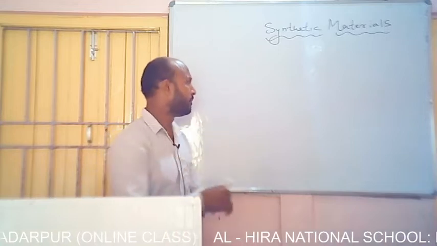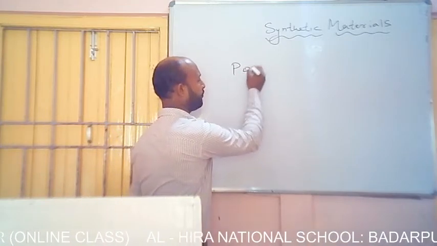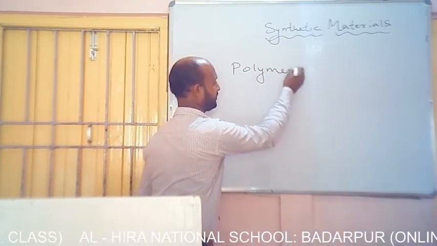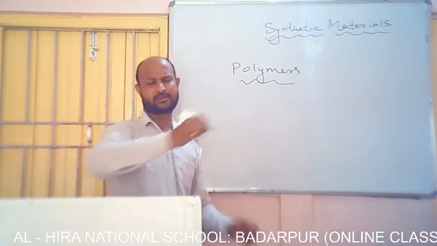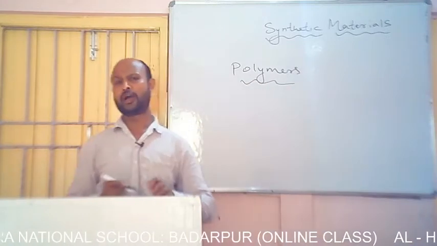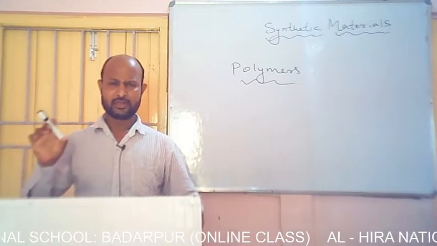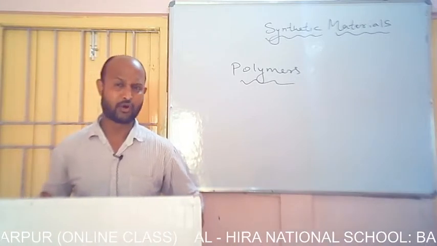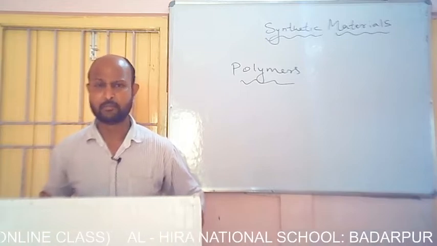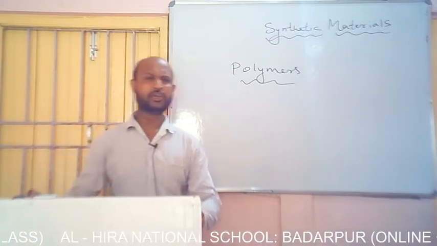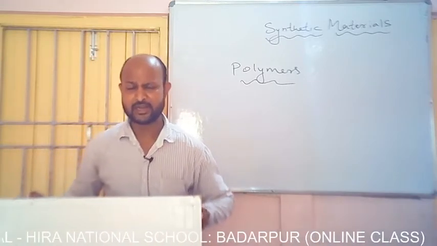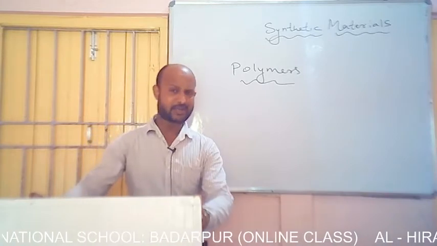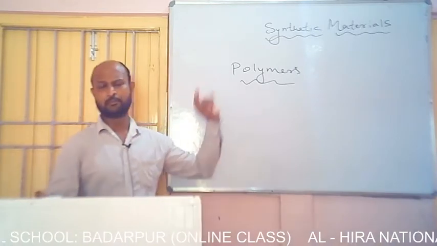Now let us learn about these polymers. What are these polymers known as? So these polymers are again made up of many small parts or units known as monomers. These monomers combine end to end under certain conditions to form these polymers.